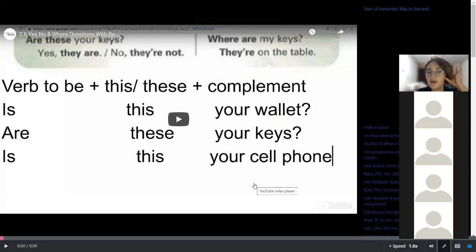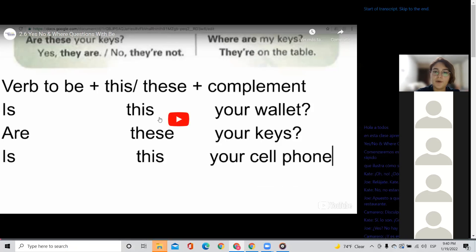Previously, anteriormente, vimos que para formar preguntas about verb to be, le cambiábamos el orden a la oración. So instead of saying, I am tall, we ask, am I tall? So the verb to be goes before the subject, va antes del sujeto, right? Same thing, algo similar pasa con las preguntas que vamos a hacer. Let's review. Let me share my audio.